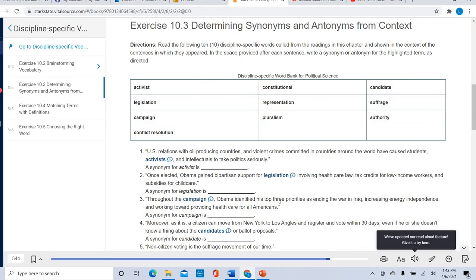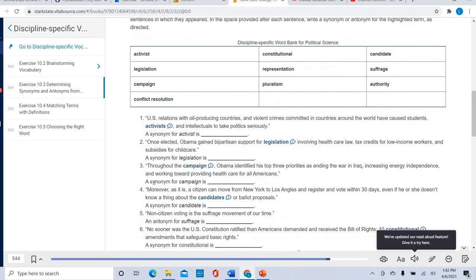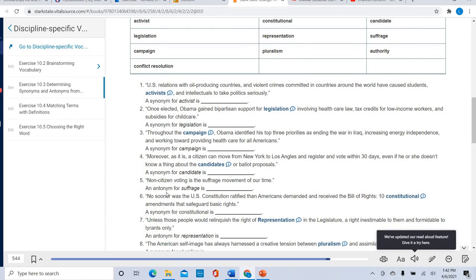Okay, so I'm going to click back here. You are also answering question 2. Same thing, read it. It says synonym. Question 3, synonym. Question 5, here we go, antonym. So I'm going to do this one with you.